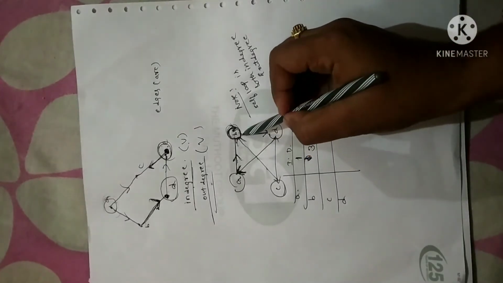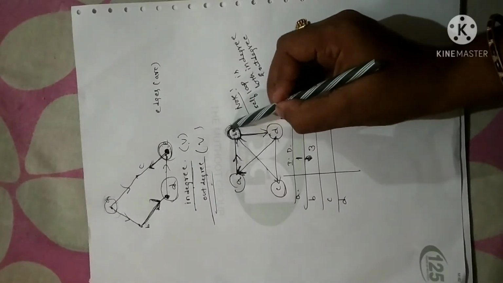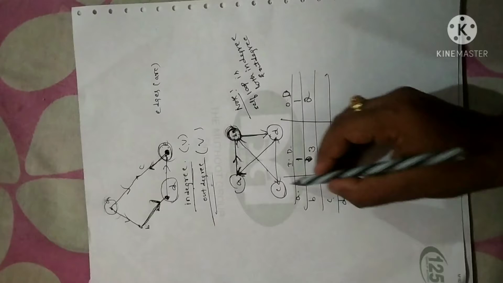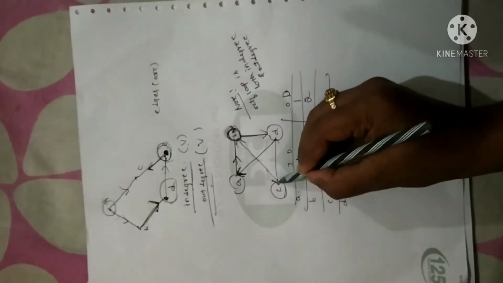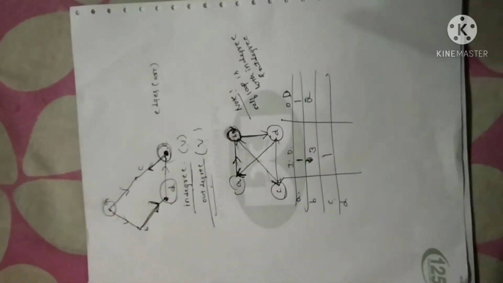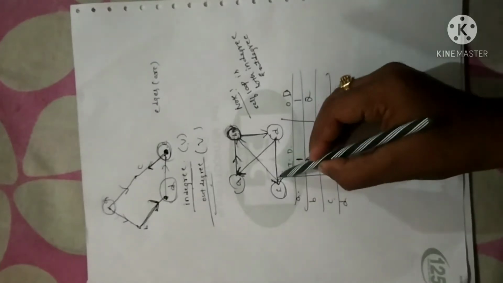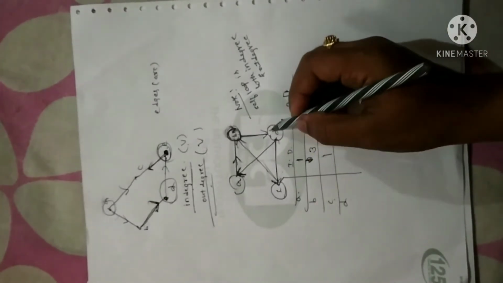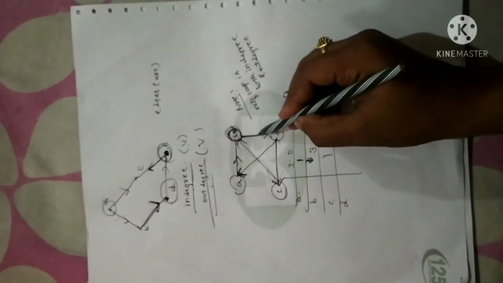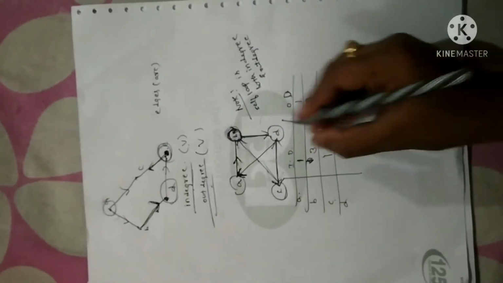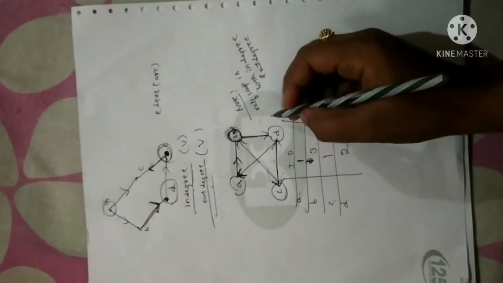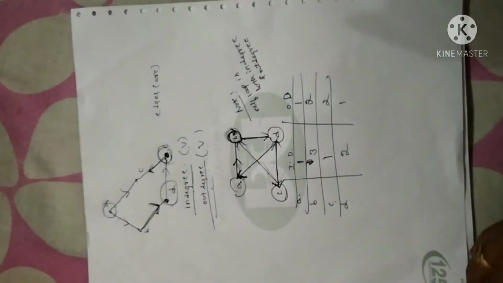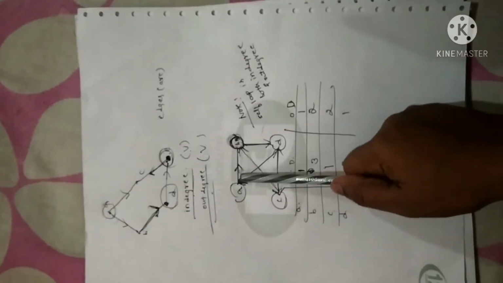Coming to the outdegree, 1, 2. Self loop is considered as both indegree and outdegree. So 1, 2. Clear? Now coming to the vertex C, indegree is only 1. Fine. Coming to outdegree, 1, 2. Clear? Now for vertex D, we don't have any self loop. Look at the direction of D. Indegree is 1, 2. Outdegree, do we have any outgoing edge from D? Yes, we have. See here. So 1. Clear?